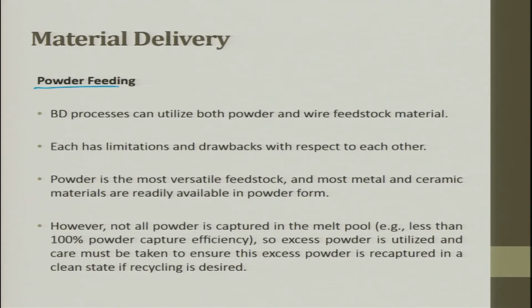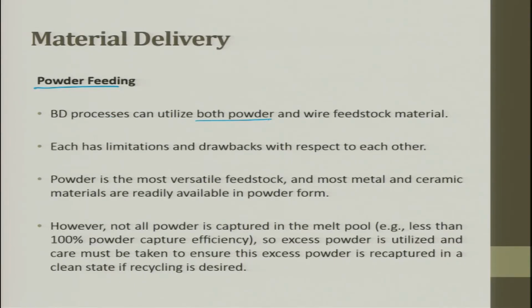Powder feeding is a very challenging task. Because the powders are smaller in size, they can easily fly off, and they can easily get agglomerated. When it agglomerates, it clogs. So, powder feeding is a huge challenge, and if you have multiple different varieties of powders falling, the flow rate between them has to be controlled. The beam delivery processes can utilize both powder and wire stock feeding, like the FDM process, wire stock feeding. Each has a limitation and drawback with respect to each other.